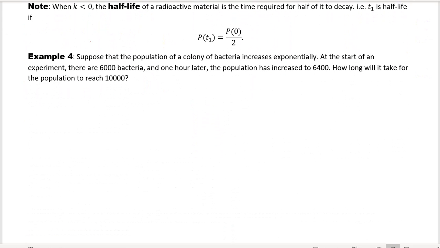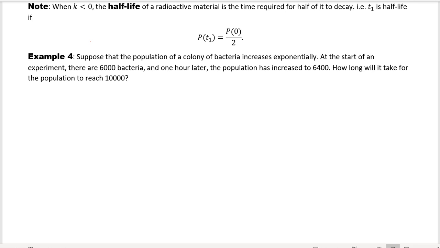Okay, example 4. Suppose the population of a colony of bacteria increases exponentially. At the start of an experiment, there are 6,000 bacteria, and 1 hour later, the population has increased to 400. How long will it take for the population to reach 10,000? Okay, let's see.